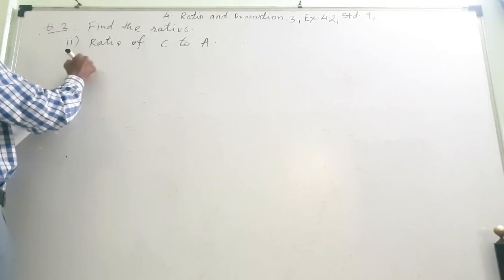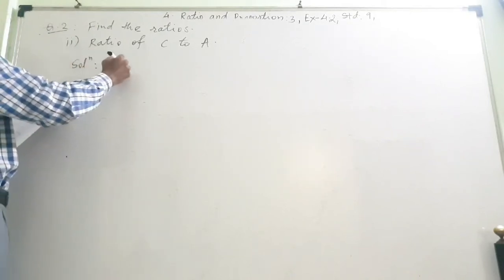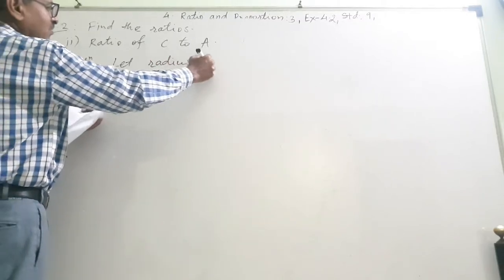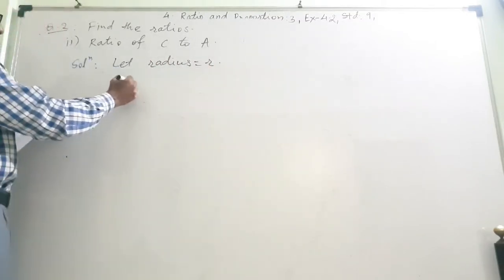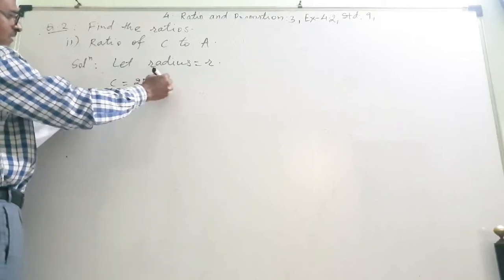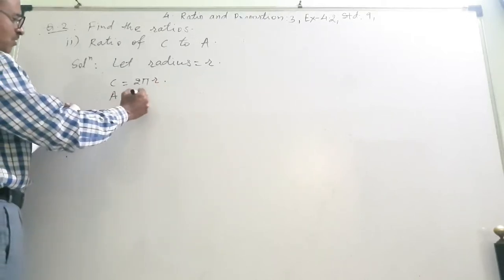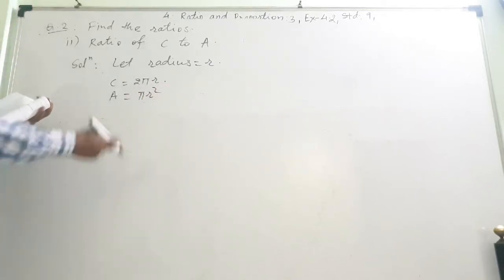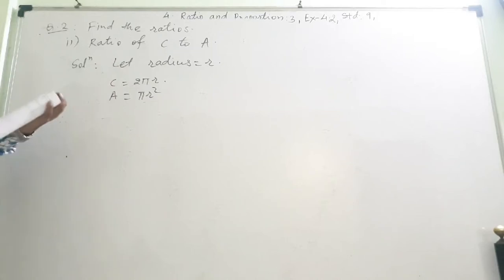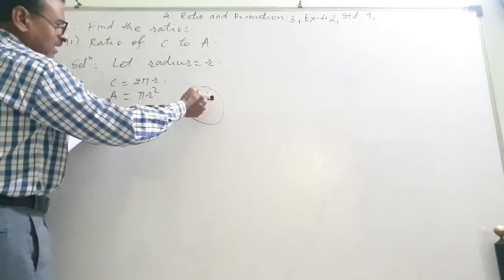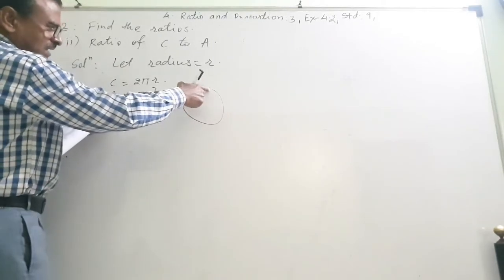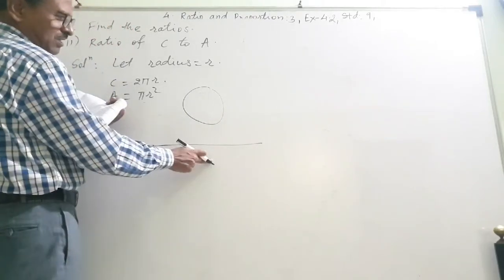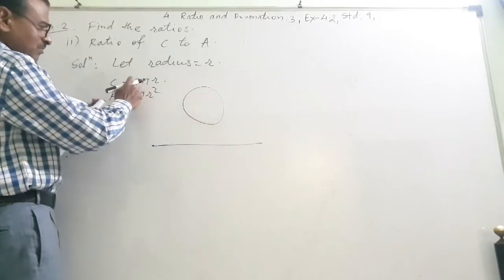So solution, let radius equal to r, C is equal to 2 pi r, A is equal to pi r square. Area of a circle is equal to pi r square. Circumference of a circle is 2 pi r. Circumference means what? The length of this. I will cut this, make it a straight line, measure this. This is known as circumference. And by formula it is given 2 pi r.